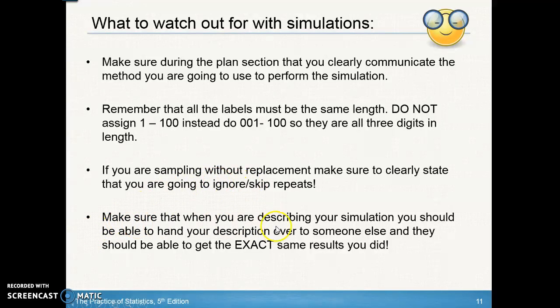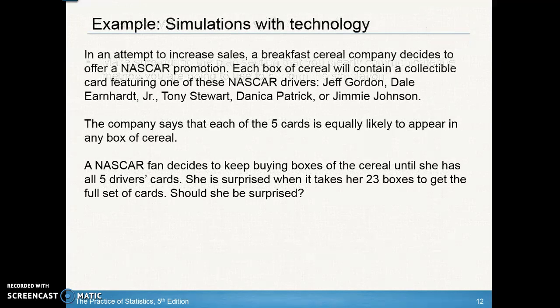Make sure that when you're describing your simulation, you should be able to hand your description over to someone else, and they should be able to get the exact same results you did. If they don't, then you better start thinking about what you did wrong. So just remember, you're using a calculator to model a situation to see if you get the same probability that's in question. All right, so let's just take a look at an example.